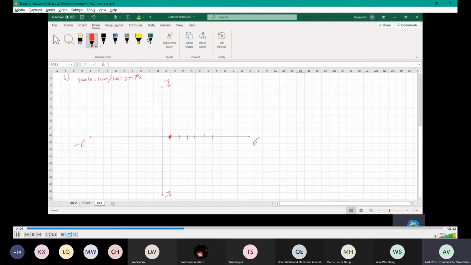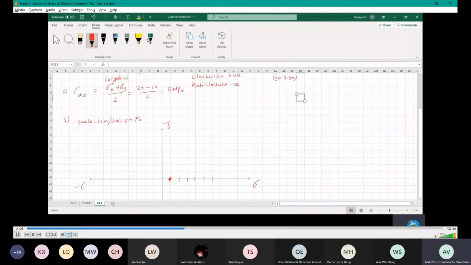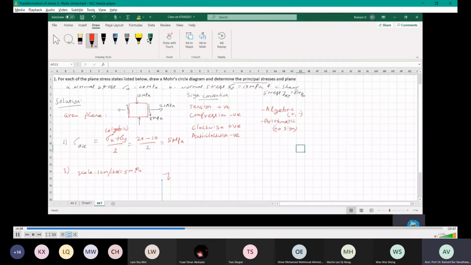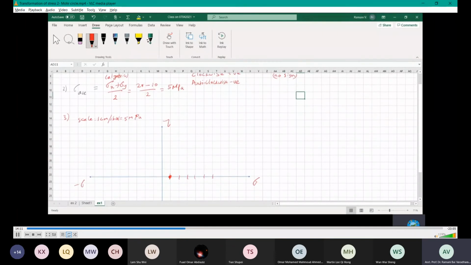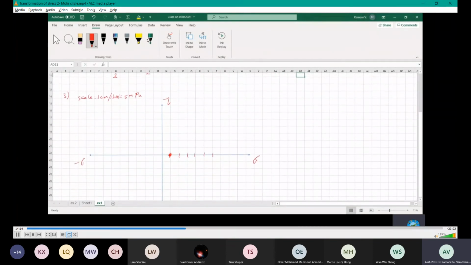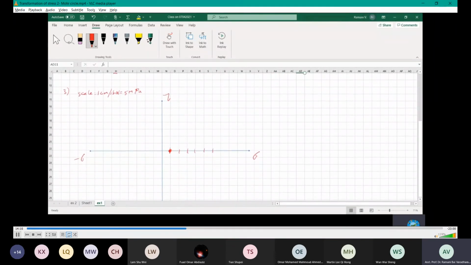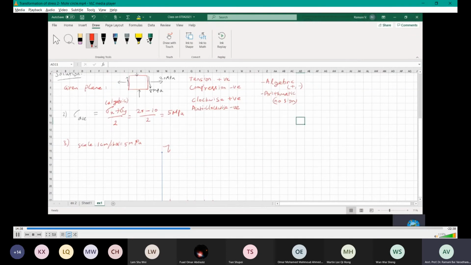With this, I have to mark the next stress given to me. The stress sigma x is how much? 20 megapascals, okay? So 20 megapascals is from here. And then moving on, let's mark the value of shear stress. That will give me the boundary for my Mohr's diagram. Start with your shear stress, how much? 8. Is it positive or negative?